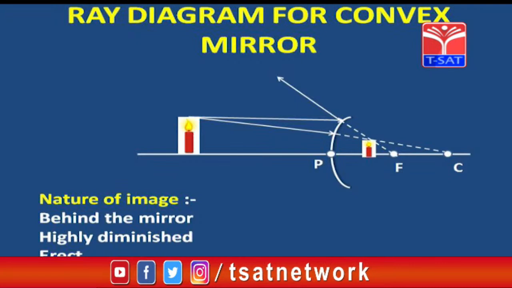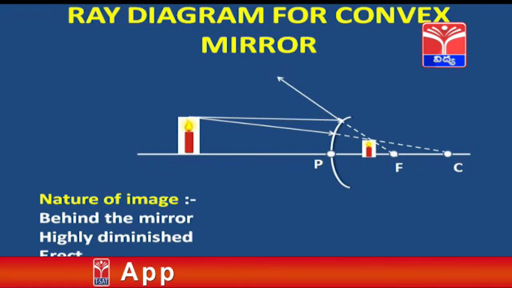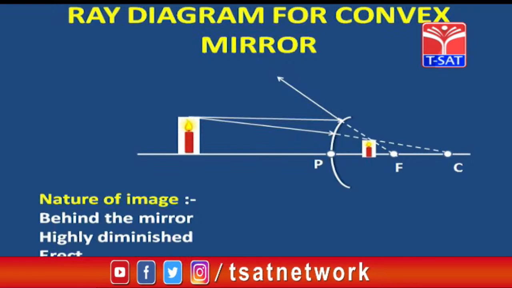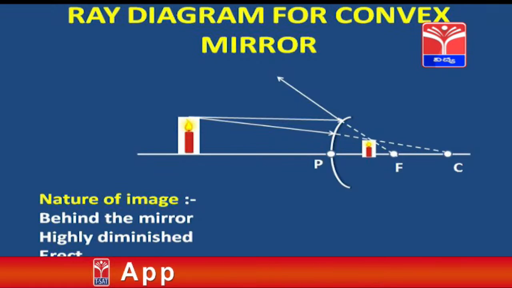Next, a ray which appears to be going towards the center of curvature retraces its path. Now, virtually these 2 rays are meeting behind the mirror. Yes, children, the rays that we have extended backwards are meeting behind the mirror at this position. So, the image will be formed at this position.